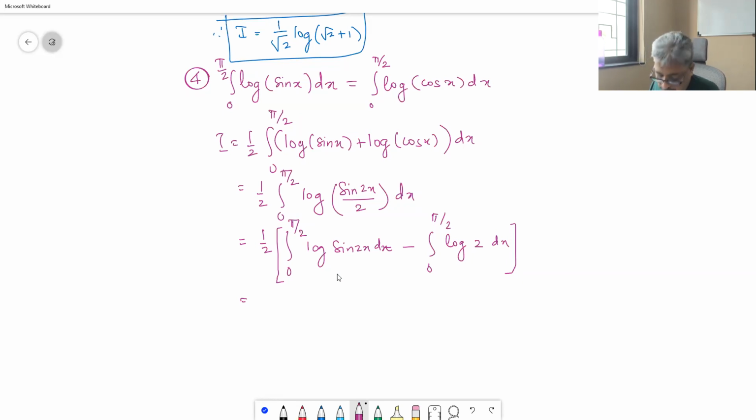Okay, so this is done. Now this log sin 2x, put 2x is equal to t, 2dx is equal to dt. If x is equal to 0, t is equal to 0. If x is equal to pi by 2, t is equal to pi. 0 to pi log sin t dt and 2 outside. Is that correct? So this is this minus log 2.